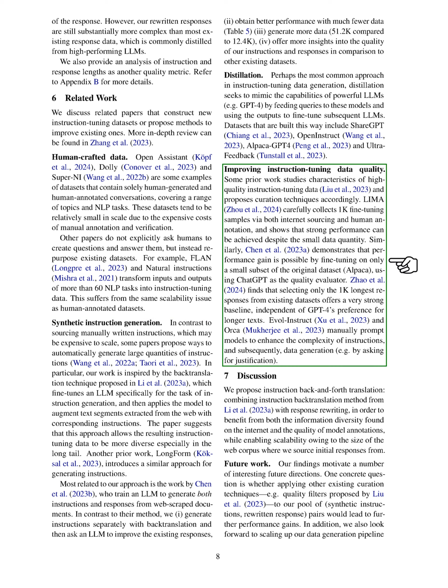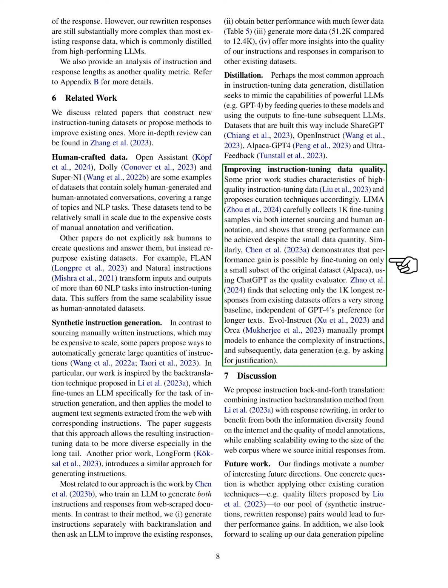For example, Lima collects 1,000 fine-tuning samples through internet sourcing and human annotation, demonstrating that strong performance can be achieved with a small dataset. Similarly, other studies show that fine-tuning on a small subset of an original dataset can yield performance improvements. Some works find that selecting the longest responses from existing datasets provides a strong baseline, regardless of the preference for longer texts. UltraInstruct and Orca enhance instruction complexity through manual prompting.